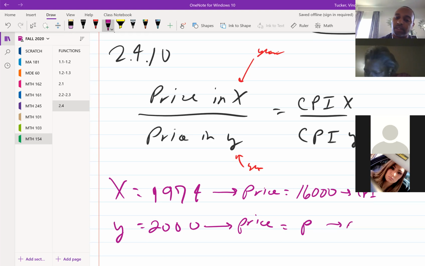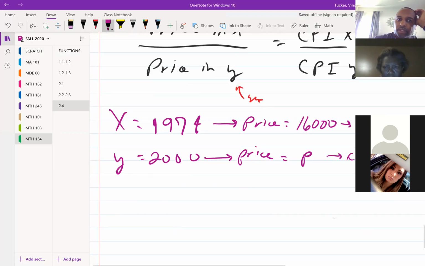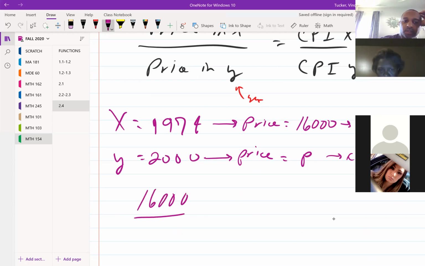Now we need to get the CPI from the chart for 1974 and the CPI for 2000. I just don't understand why the share doesn't want to show this assignment. Okay, so 1974 is 49.3, and 2000 is 172.2. Questions before we go to solve? So far, so good. So we set them up like I mentioned. That's going to be 16,000 over P equal to 49.3 over 172.2.